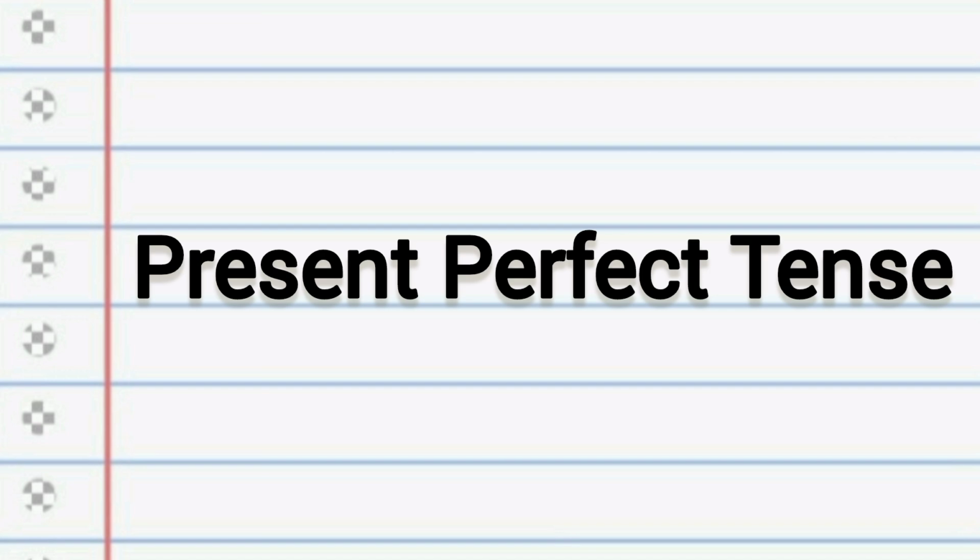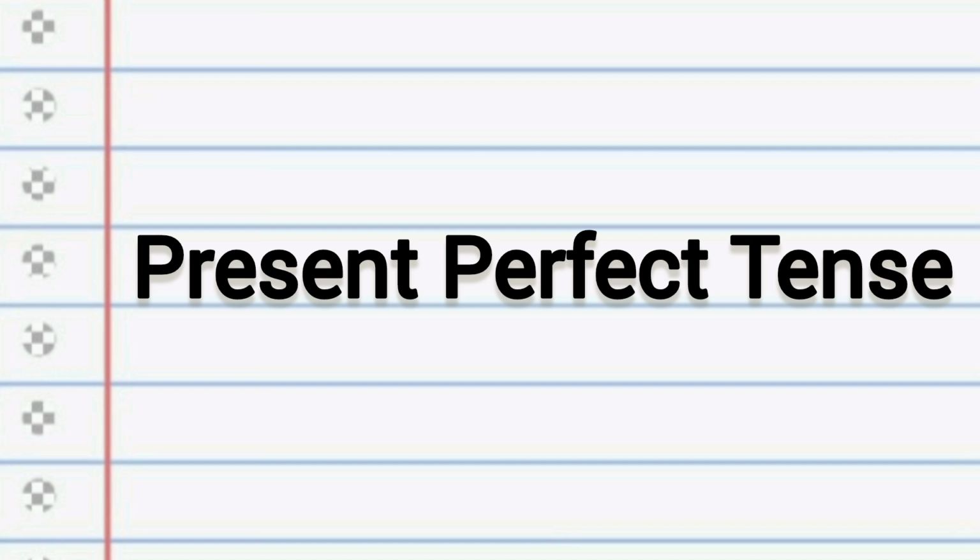Let's move on to another tense, which is the present perfect tense. It is also easy to understand and we use the present perfect tense to talk about actions that have been completed recently or actions that happened in the past but have a connection with the present. Let's take a look at the formula.